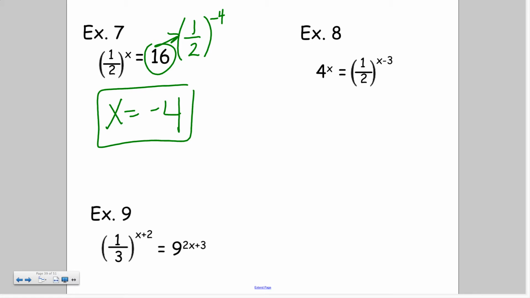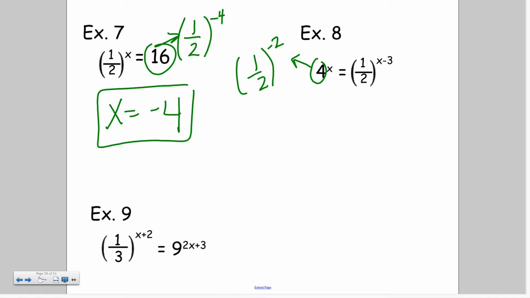Alright, number 8. I've got 4 and I've got 1/2. I can make 4 look like a 1/2 by raising it to the negative 2. But this time, that 4 has an exponent with it. These are the kinds that you cannot rewrite as logs. All the other ones, you could. This one you can't because you've got variables on both sides. You've got exponents on both sides and variables on both sides. So these are the kind that you have to rewrite.